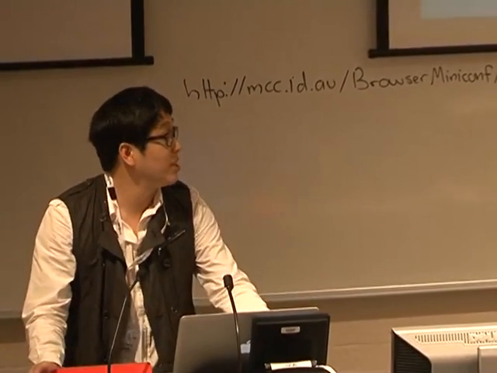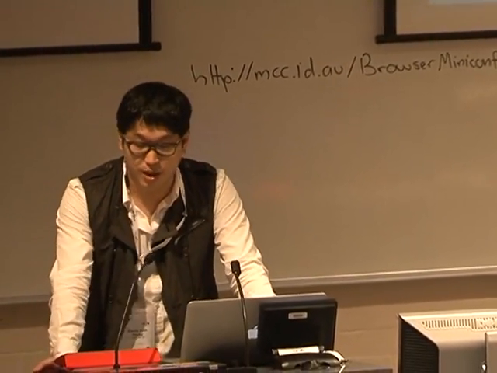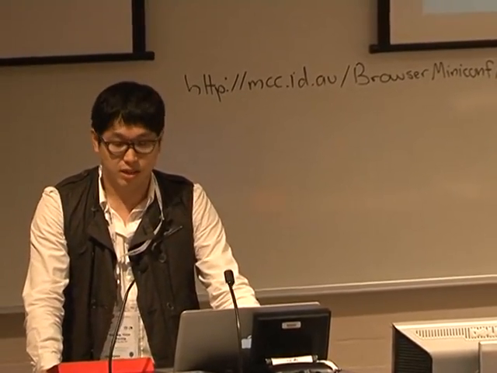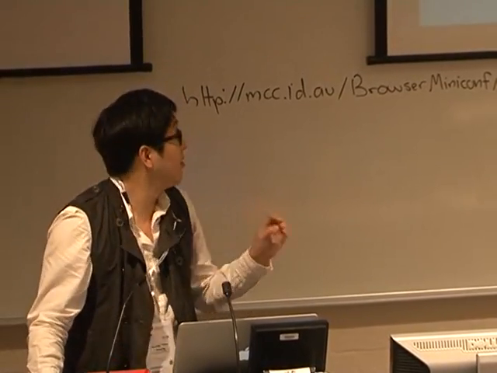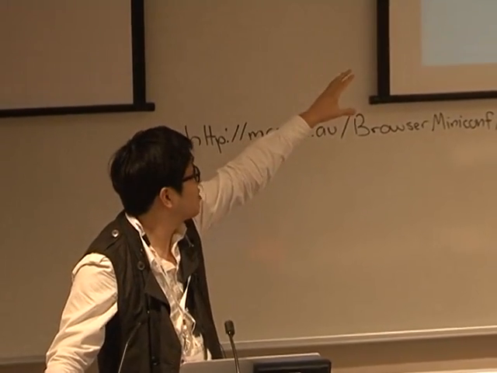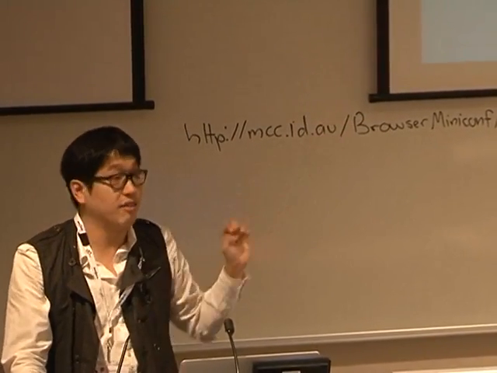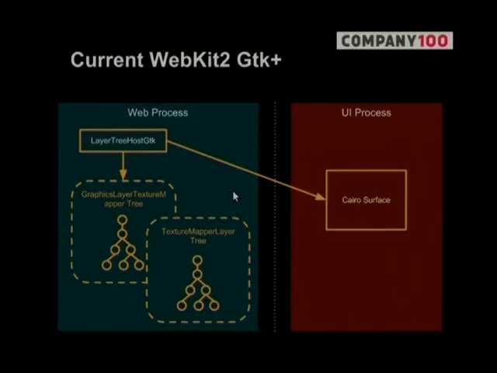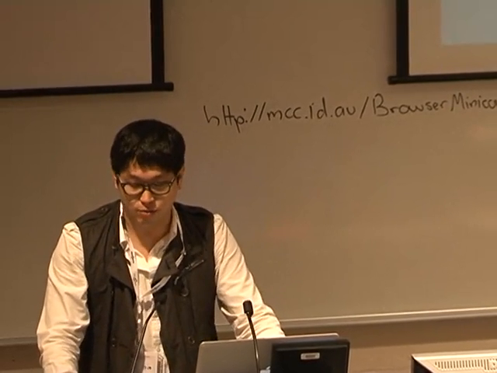WebKit GTK implemented accelerated compositing using TextureMapper, which is a really lightweight scene graph implementation tuned specifically for WebKit rendering. From the graphics layer tree, it makes the TextureMapper layer tree and renders the scene graph on the screen using OpenGL directly. If you want a detailed description or explanation, I suggest you look at the Chromium documents, or you can also ask Noam Rosenthal, who made the TextureMapper.